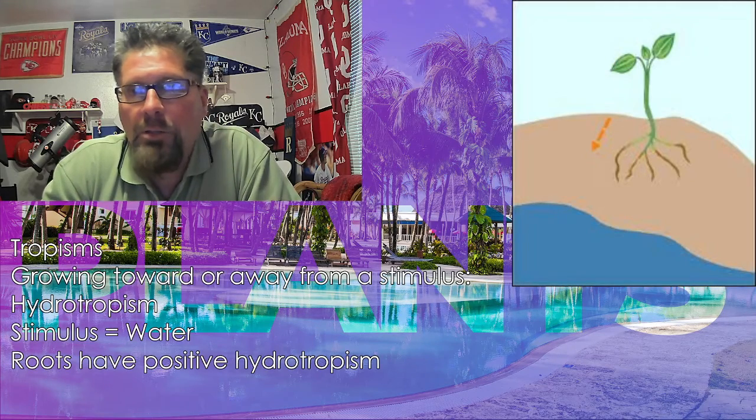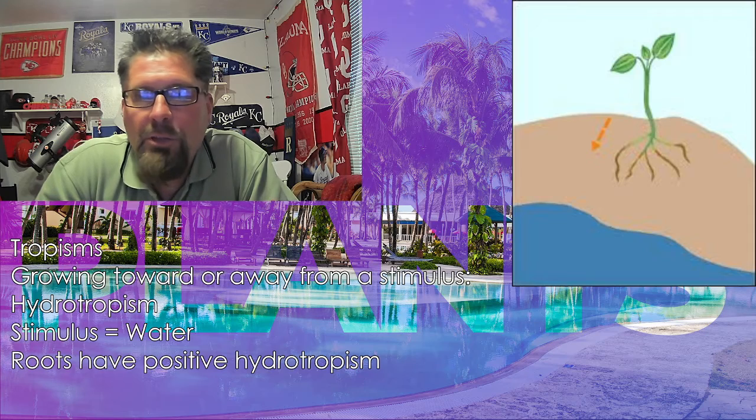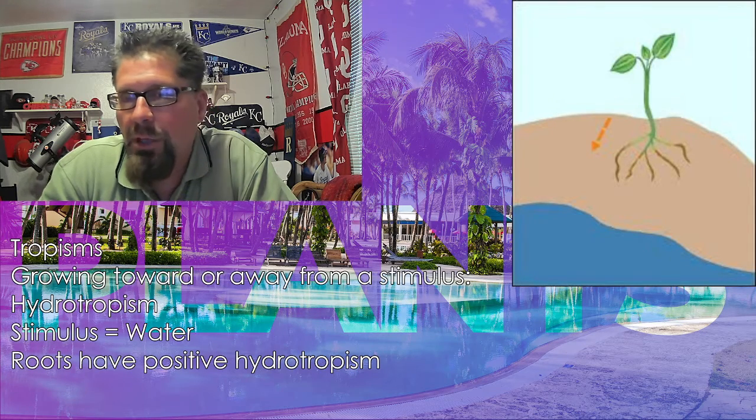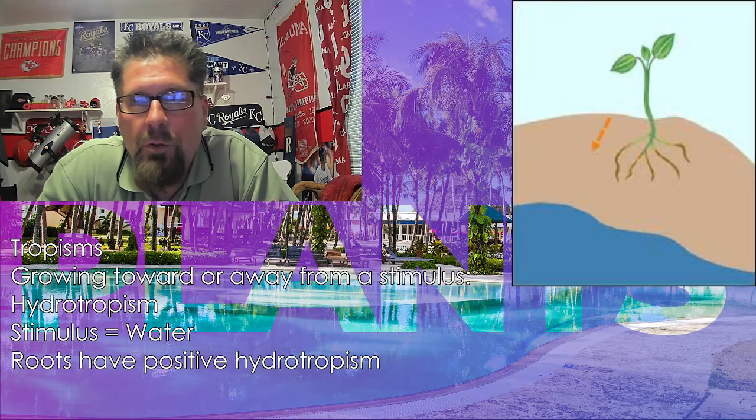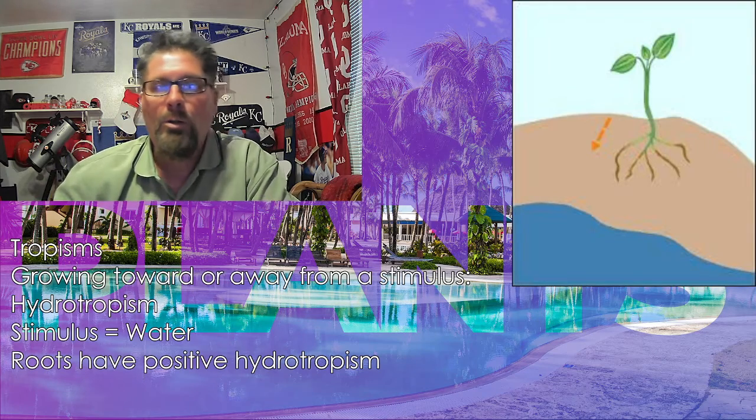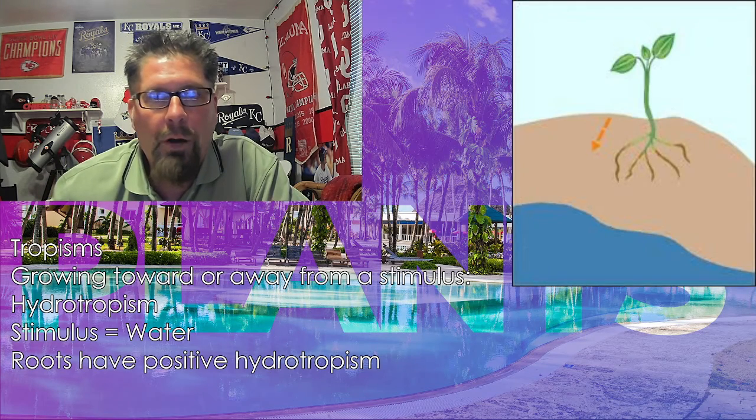Okay, and our final tropism, hydrotropism. Hydro, water. The blue portion of the diagram over there is supposed to represent water. You've got this plant in the soil, and it senses water, so it starts to make its direction towards that. So hydrotropism, growing towards or away from water.